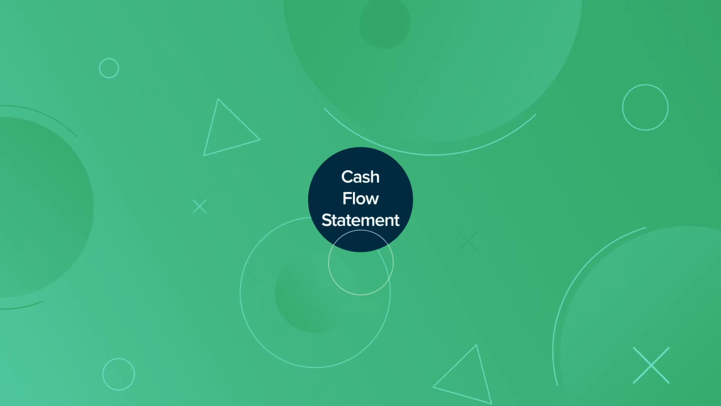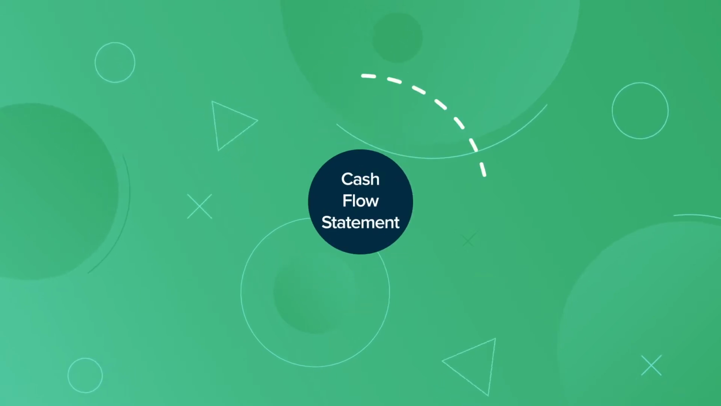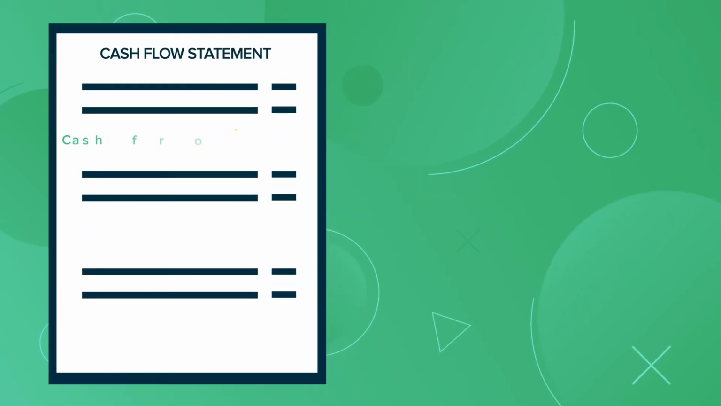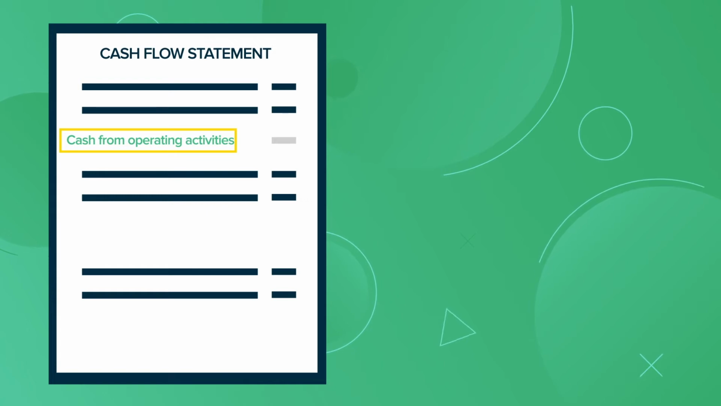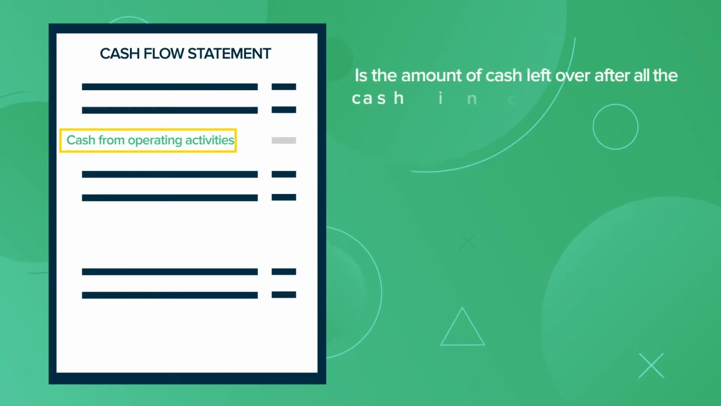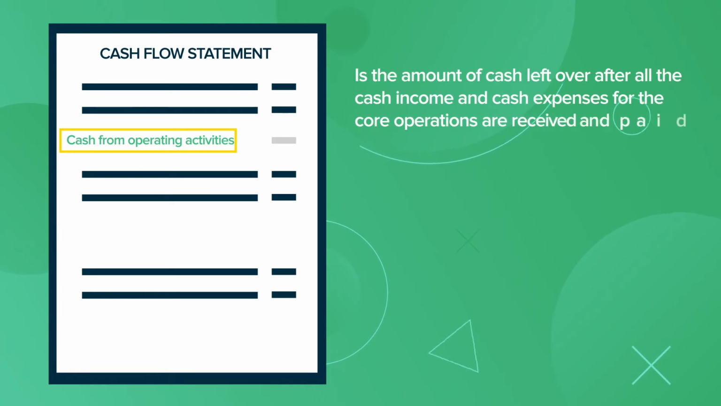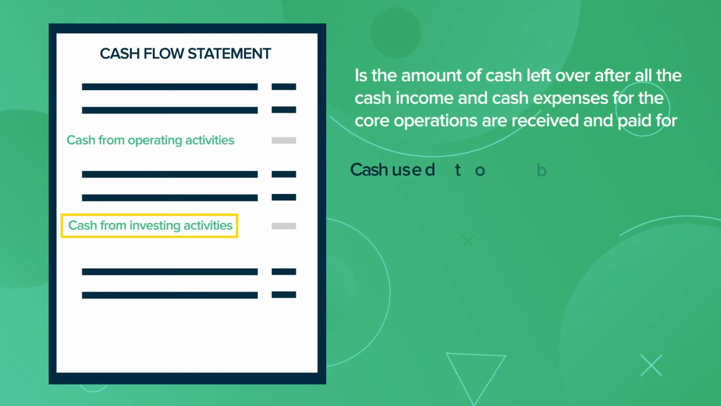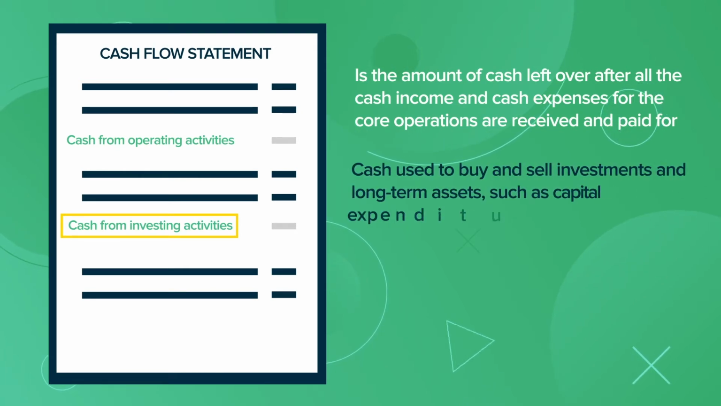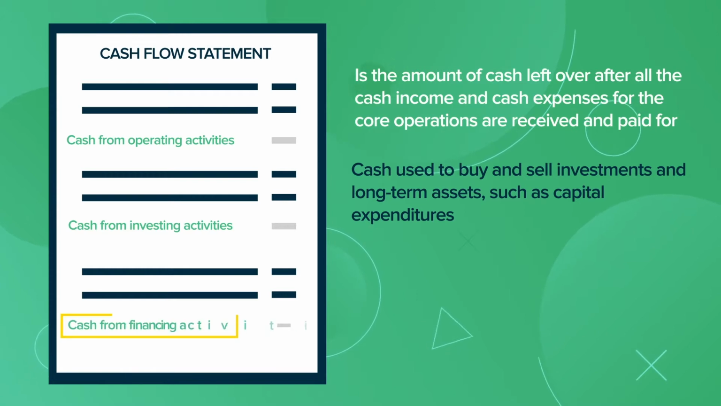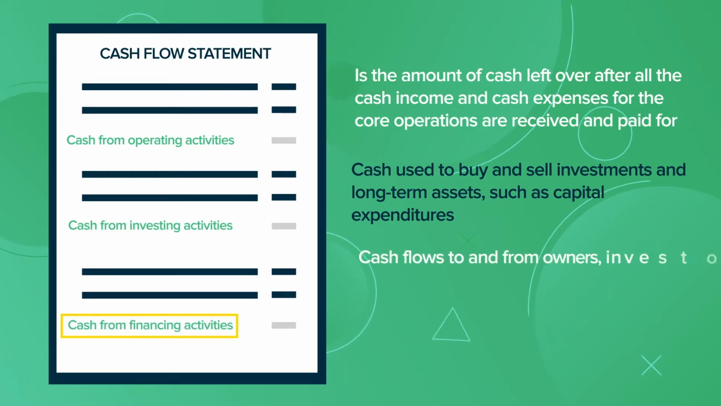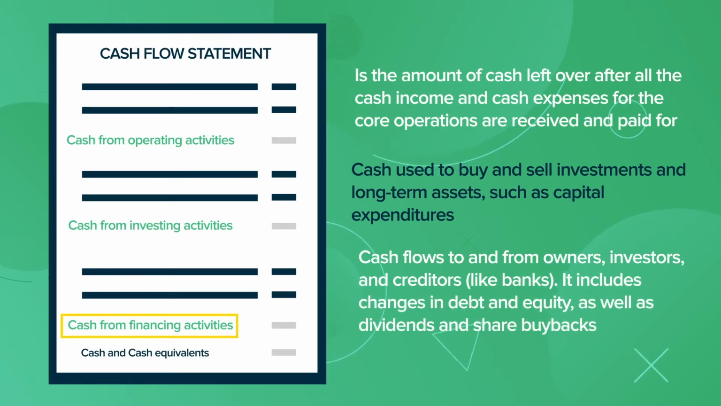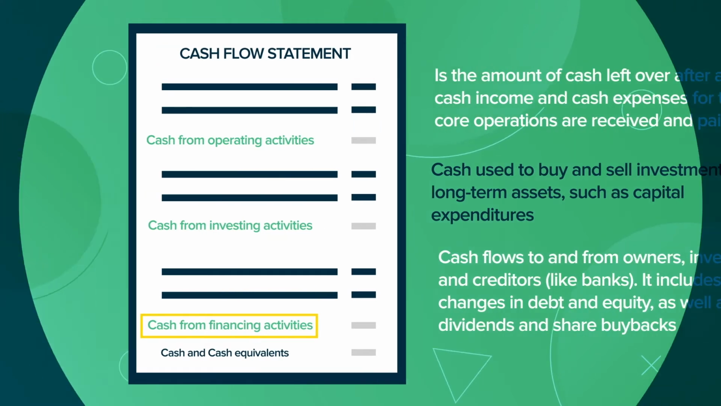The cash flow statement shows how cash moves in and out of a company's accounts via three main channels: operating, investing, and financing activities. Cash from operating activities, often termed operating cash flow, is the amount of cash left over after all the cash income and cash expenses for the core operations are received and paid for. Cash from investing activities lists cash used to buy and sell investments and long-term assets, such as capital expenditures. Cash from financing activities shows cash flows to and from owners, investors, and creditors like banks. It includes changes in debt and equity, as well as dividends and share buybacks.